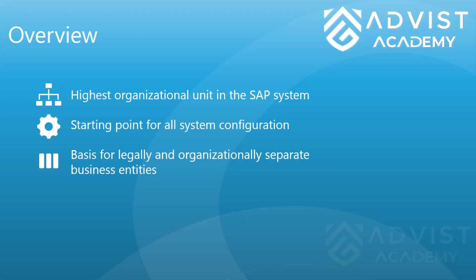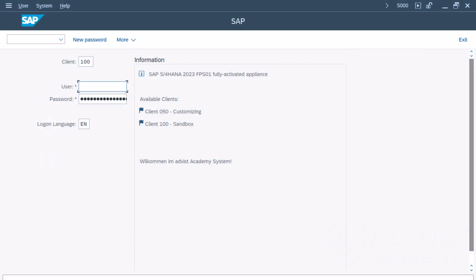When visualizing an SAP system as a multi-client system, the client represents the top-level instance under which legally and organizationally independent entities can be operated. Thus, the client determines the overarching system separation and forms the starting point for all further configuration within the SAP system architecture. A client in SAP is identified by a 3-digit numerical code.